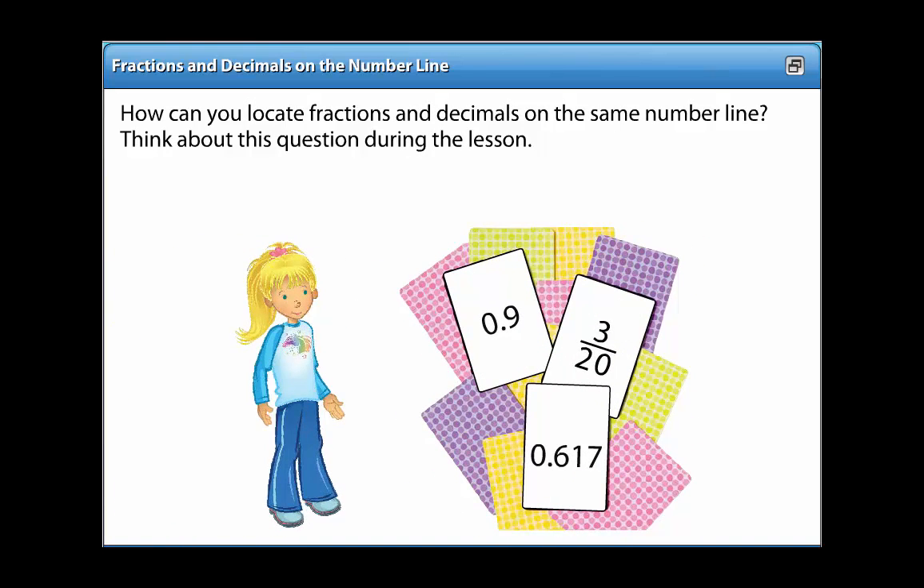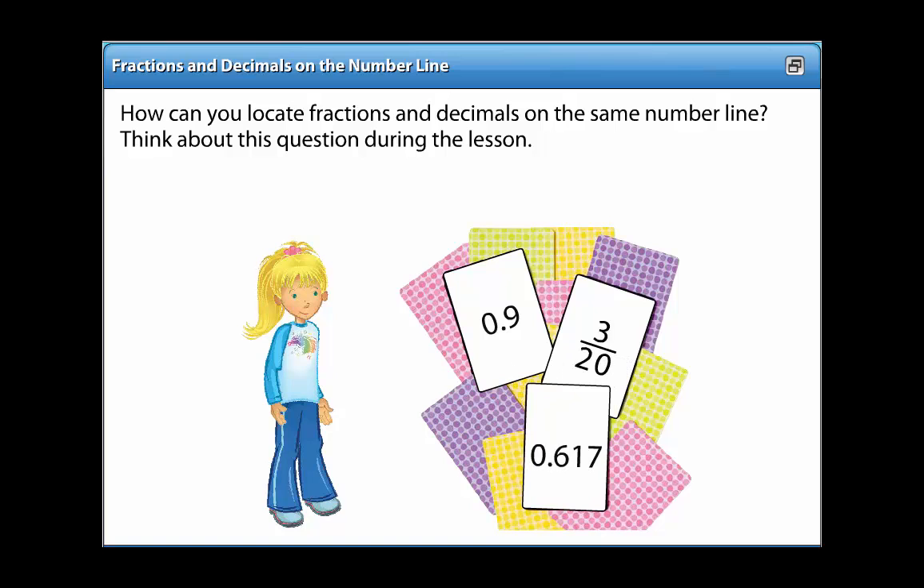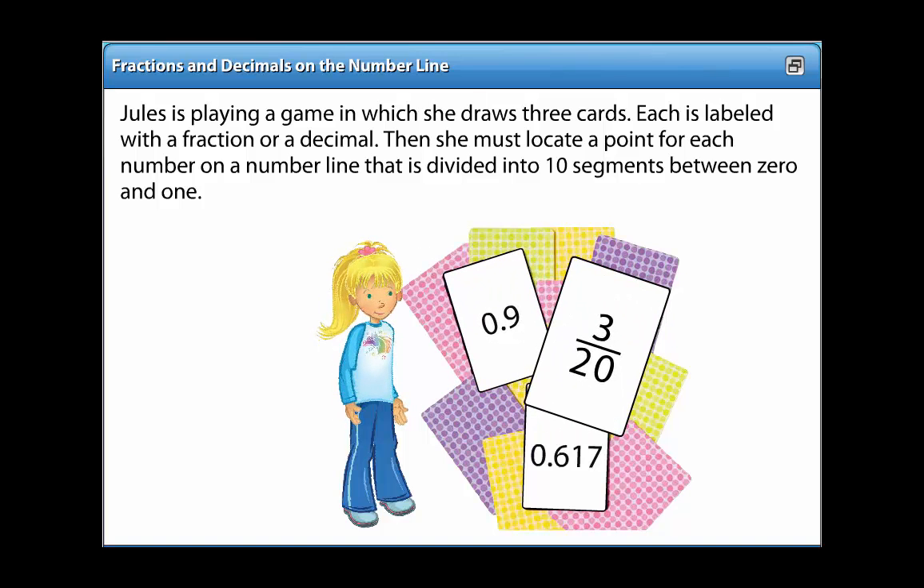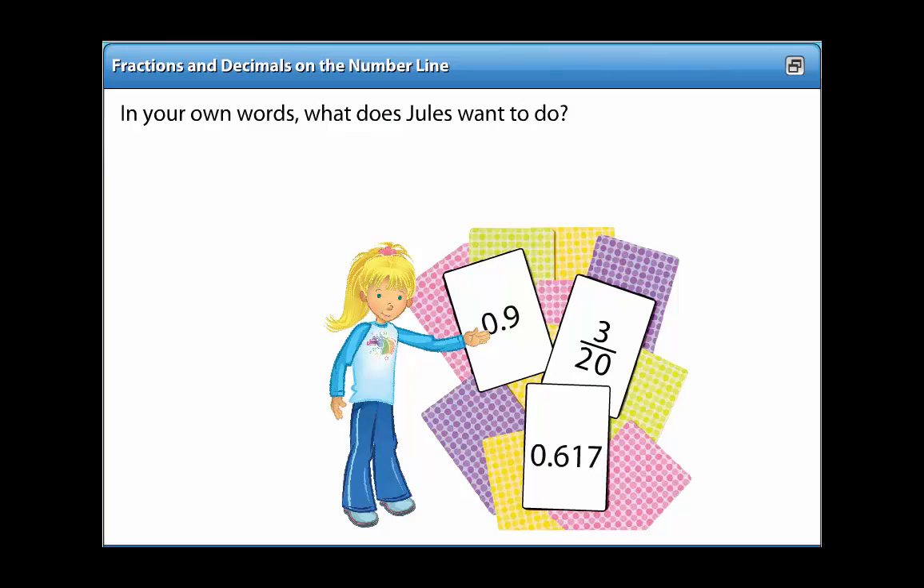How can you locate fractions and decimals on the same number line? Think about this question during the lesson. Jules is playing a game in which she draws 3 cards. Each is labeled with a fraction or a decimal. Then she must locate a point for each number on a number line that is divided into 10 segments between 0 and 1. In your own words, what does Jules want to do?